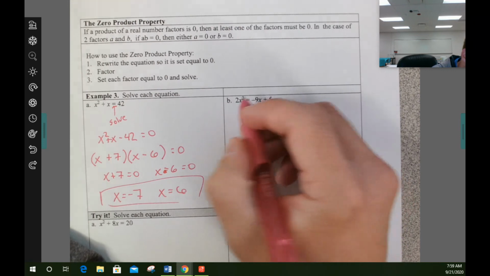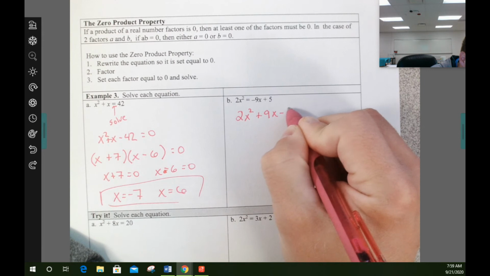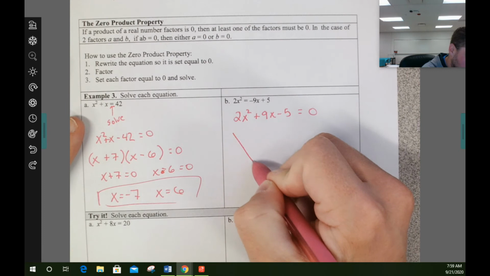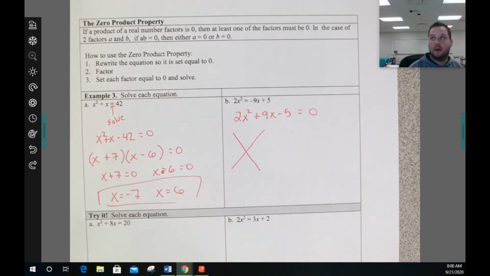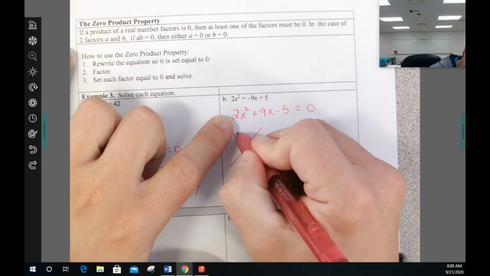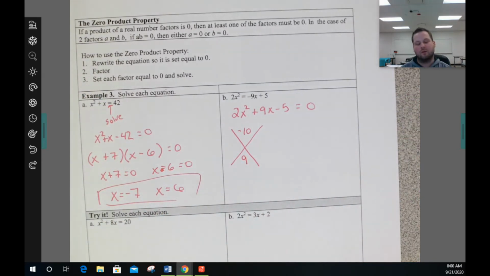B, go through the same process. So set equal to 0. I want my x squared to be positive, so I'm going to make sure everything's on the left-hand side. Okay, so I moved everything to the left. It's equal to 0. Now we can factor. So when I make my x, okay, and I'm going to make my x because my a term is 2. We can go ahead and figure this out. So 2 times negative 5 is negative 10. Middle term is 9. Okay, so I'm looking at what multiplies to give me negative 10, but adds to give me a positive 9. So it's going to be 10 and 1.